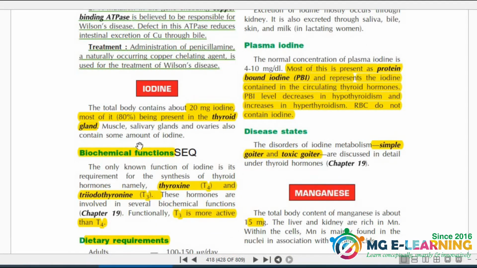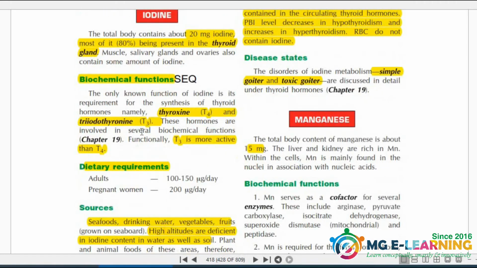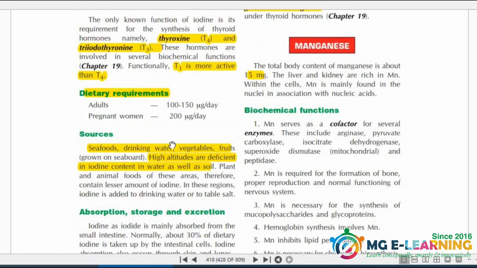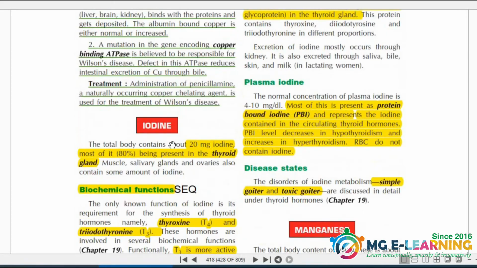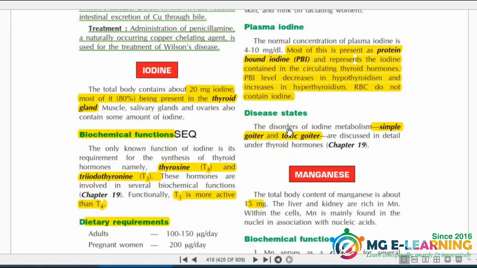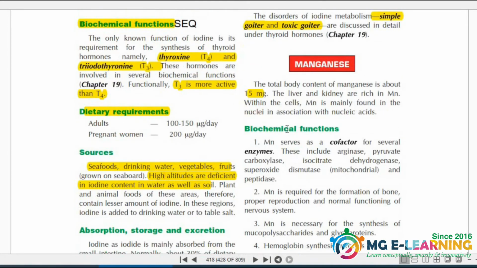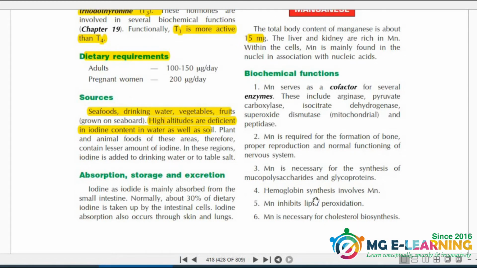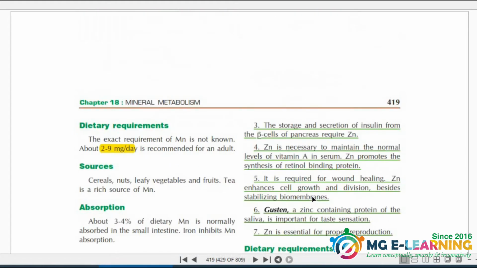Iodine is also a very important microelement. Its biochemical function, dietary requirements, and its sources are important for MCQ, and its plasma iodine concentration. Magnesium is not very much important. You can read it only from MCQs' point of view.